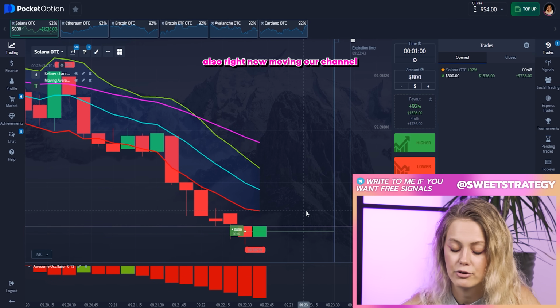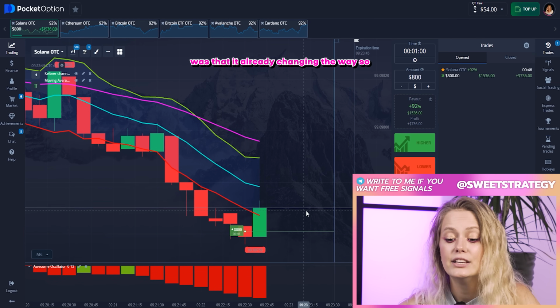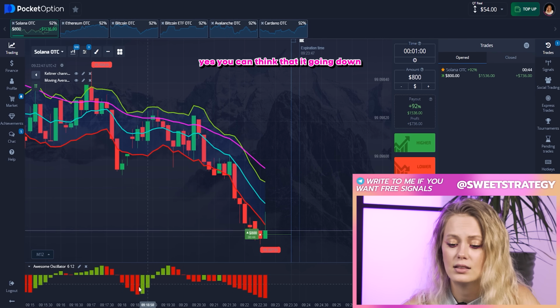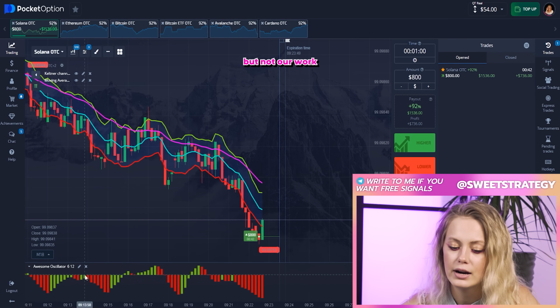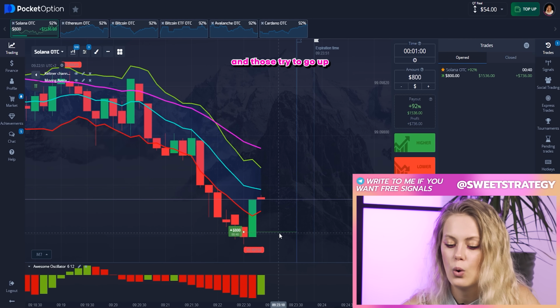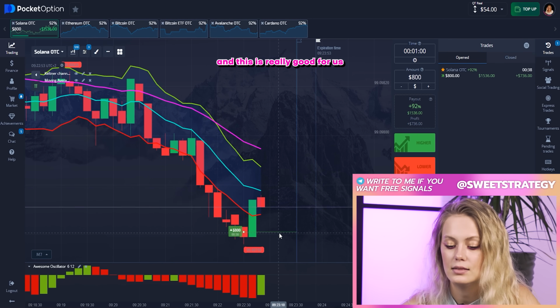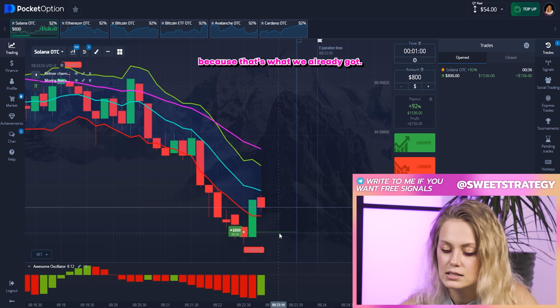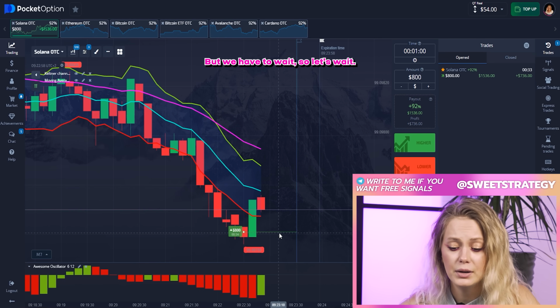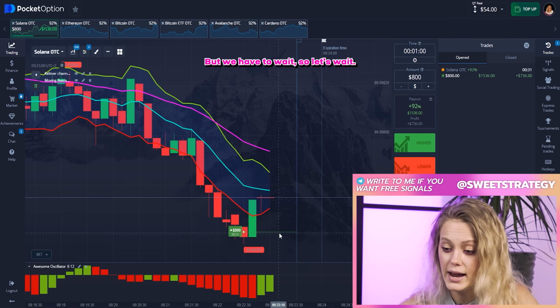Also right now the moving average shows that it is already changing the way. So yes, you can think that it's going down, but no, our candles try to go up, and this is really amazing, and this is really good for us because that's what we already got, but we have to wait. So let's wait.